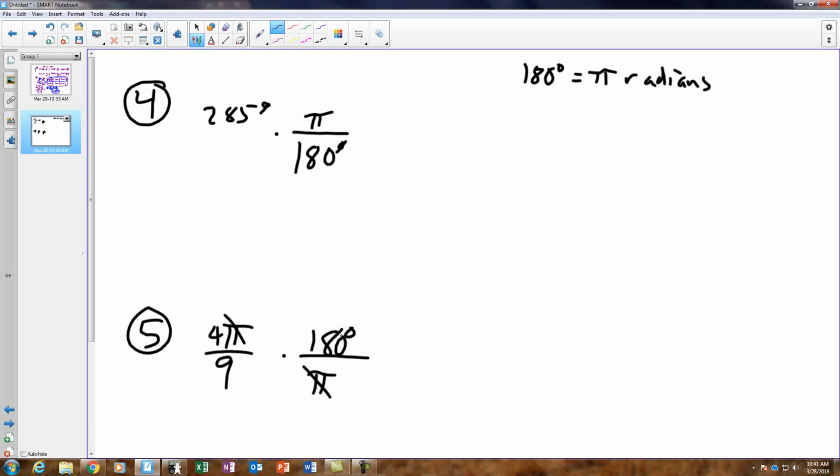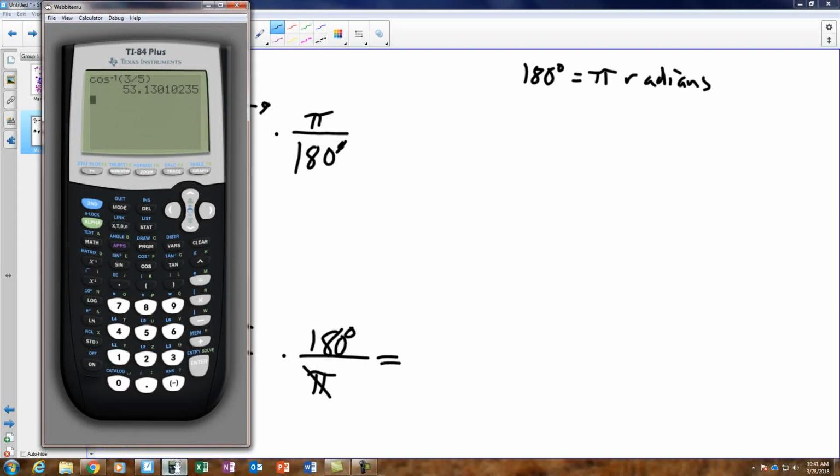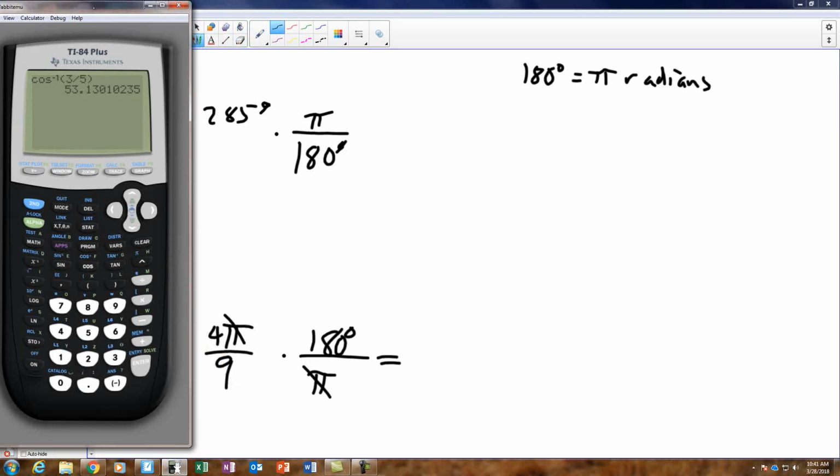The bottom one is actually the easiest to calculate. It just goes into the calculator. And I'll show you how that looks. It should just be 4 divided by 9 times 180. And we press enter, it comes out at 80 degrees.